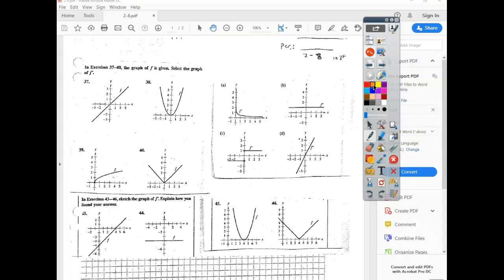Take a look at number 37. This is the original function, correct? You know a lot about that function, don't you? Could you find the slope of that function? What is it? 1. So the slope here is 1. Agree on that so far? Okay. What's the equation for that function? Y equals X. Beautifully done.